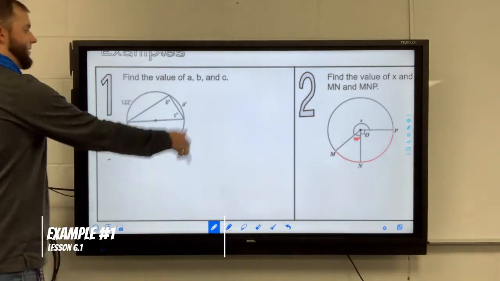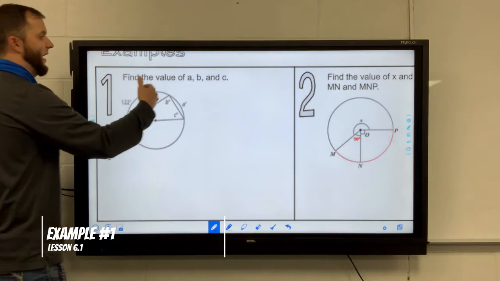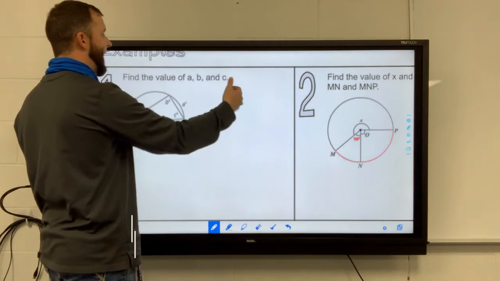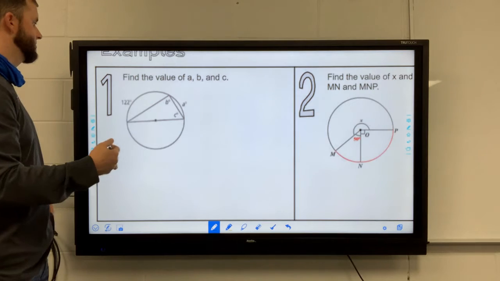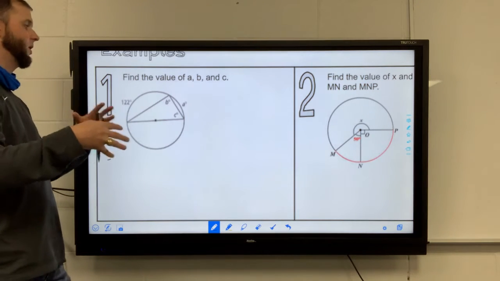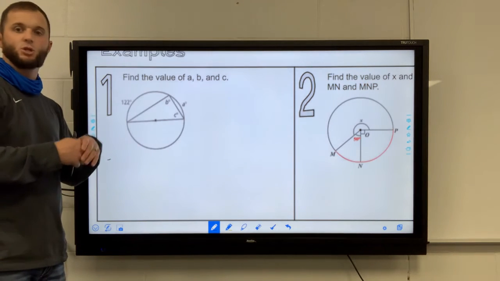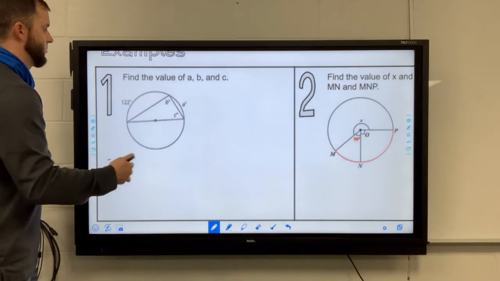So right now we have a circle, and it says we need to find the value of A, B, and C in this instance. Okay, so right now there's not some special way that we can start out with this, but I'm just going to start somewhere here. Okay, so right now let's go ahead and look.